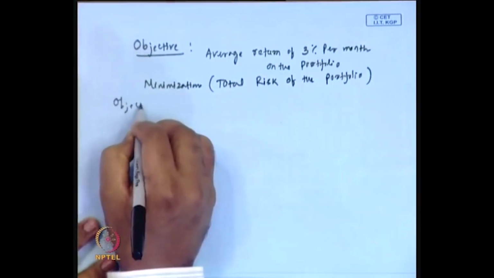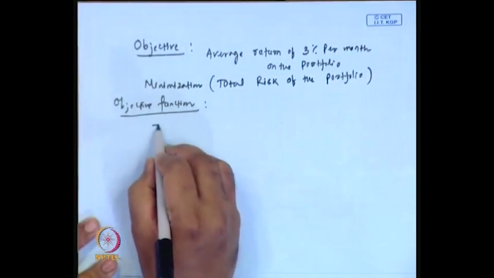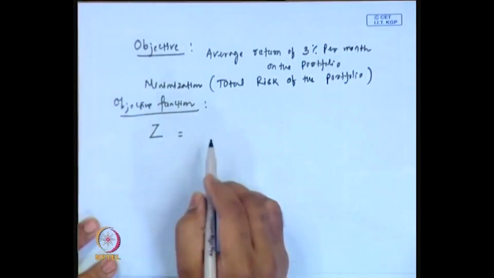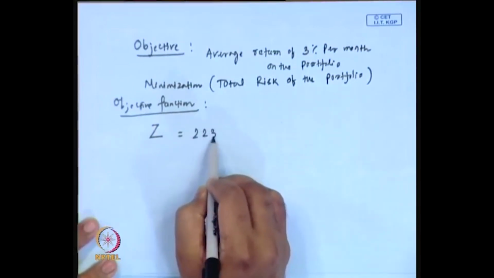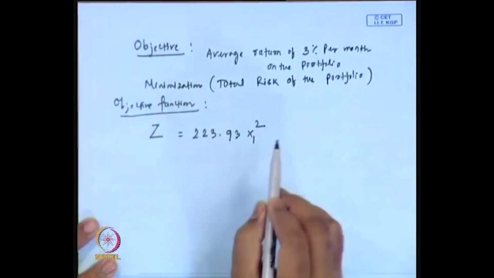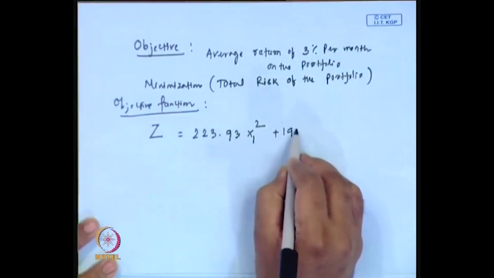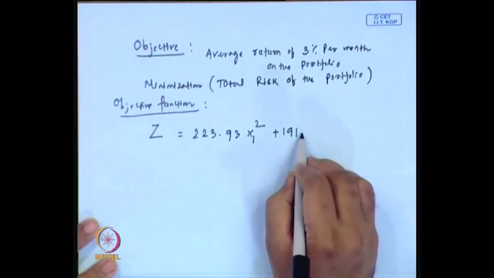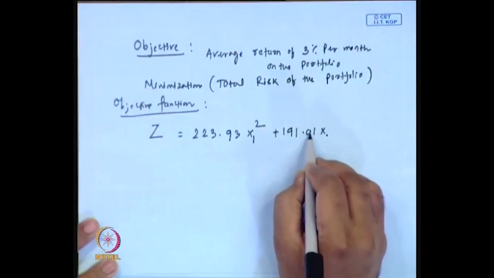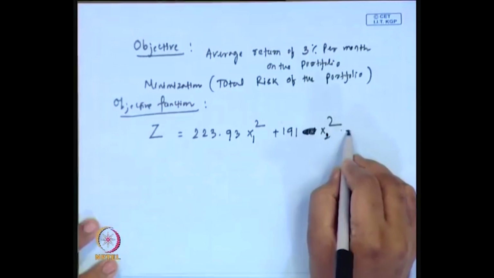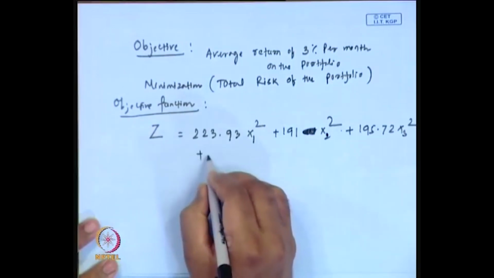What is your objective function? The objective function will be, let it be z, z is equal to, already you know the variance of the portfolio, that is 223.93 x1 square, because x1 is the weightage you can give, plus 191 x2 square, the variance, plus 195.72 x3 square, then plus 2 covariance.